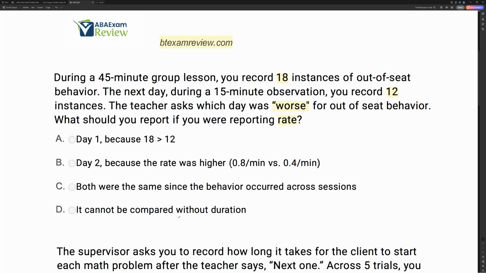C, because we read all of our answer choices, both were the same since the behavior occurred across sessions. Well, obviously not. It's obviously a different rate. And D, it cannot be compared without duration. You don't need a duration for rate, you just need a unit of time. So for this teacher who wants rate as far as worse, we would report day two because the rate was higher.